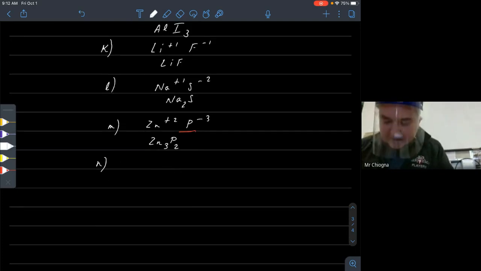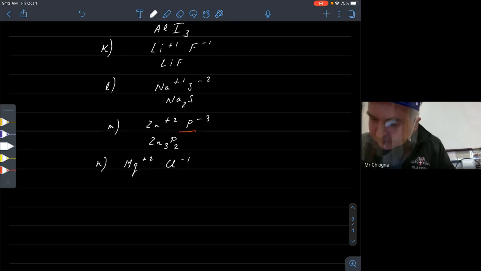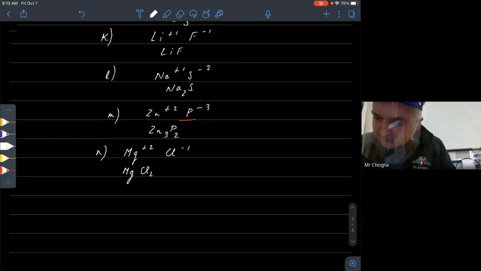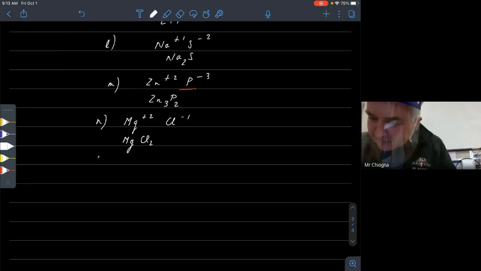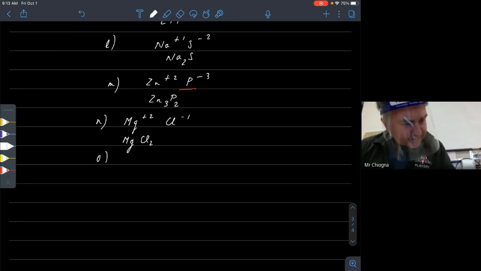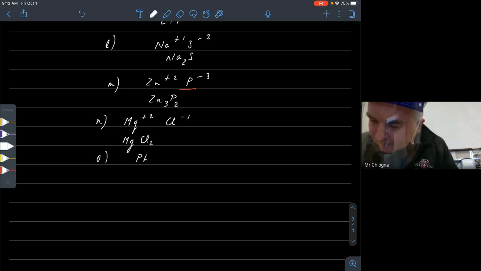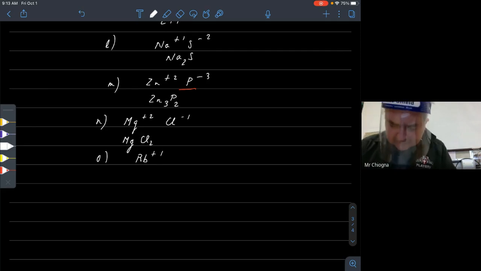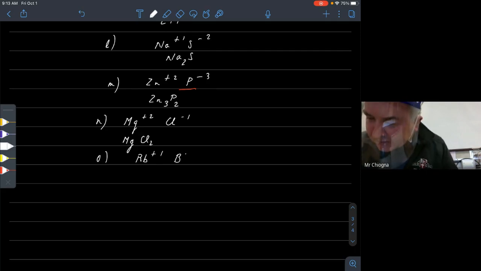And magnesium chloride. Yeah. So it's Mg +2. Chloride -1. Oh, rubidium +1. Bromide -1.